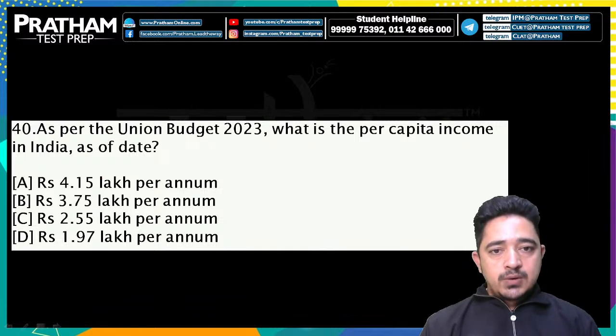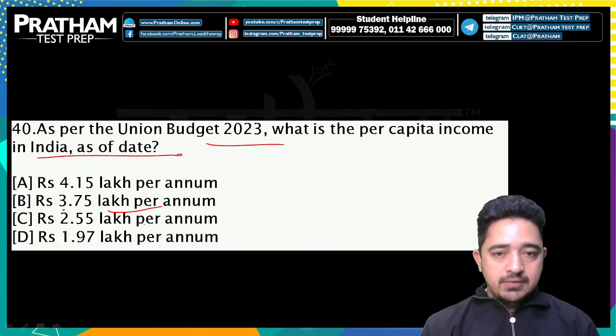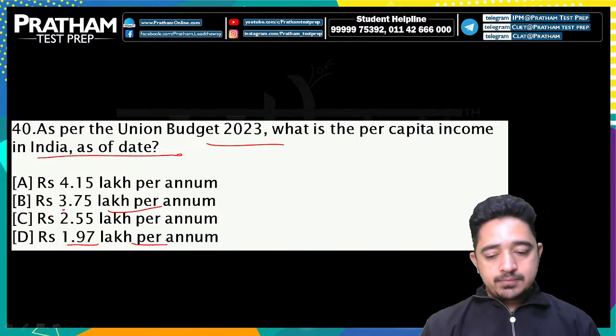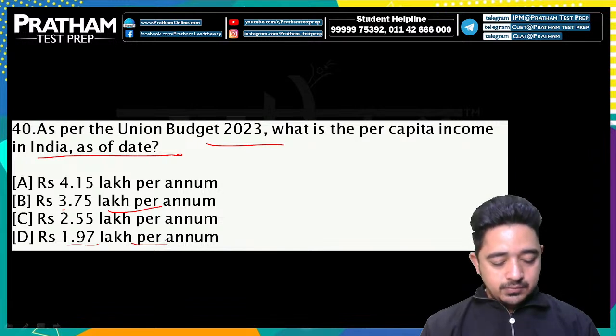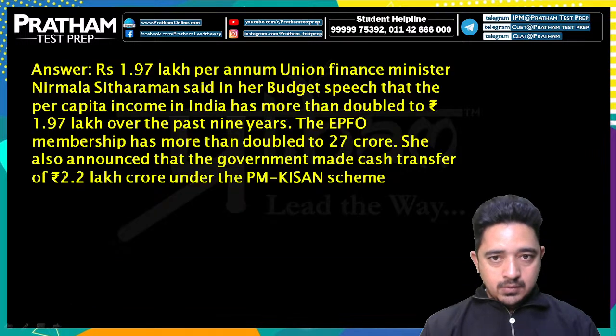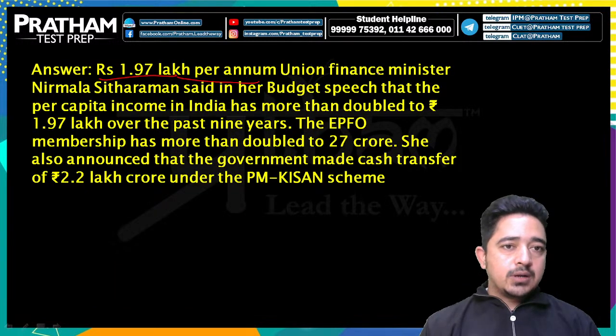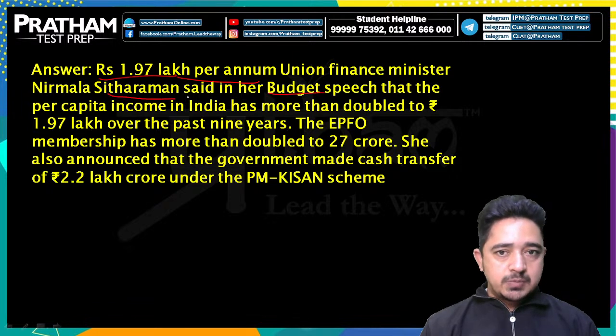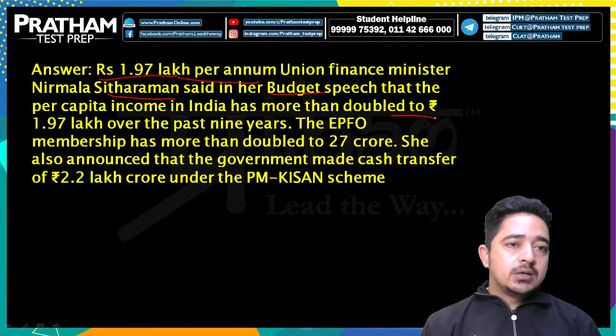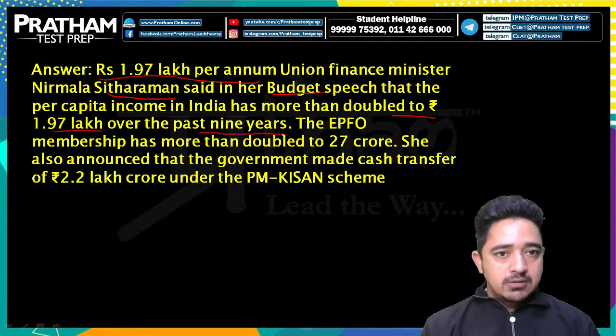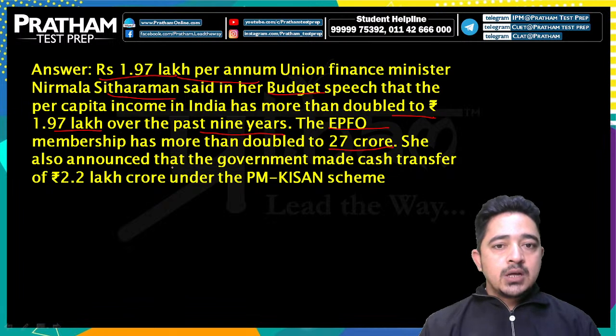Okay. As per the Union Budget 2023, what is the per capita income in India as of date? 4.15 lakh per annum, 3.75 lakh per annum, 2.55 lakh per annum, or 1.97 lakh per annum. So it is 1.97 lakh per annum. Union Finance Minister Nirmala Sitharaman said in her budget speech that the per capita income in India has more than doubled to rupees 1.97 lakh over the past 9 years, and the EPFO membership has more than doubled to 27 crore. She also announced that the government made cash transfers of 2.2 lakh crore under the PM Kisan scheme.